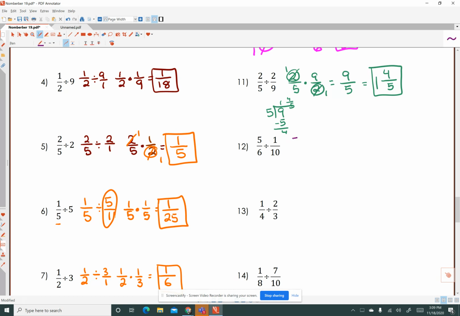Now, number 12, 5/6 times 10 over 1. And 6 and 10 are both divisible by 2. Smaller numbers are better numbers. 5 times 5 is 25. 3 times 1 is 3. Let's simplify that improper fraction by dividing 25 by 3. We know that 8 times 3 is 24. So our final answer is 8 and 1/3.